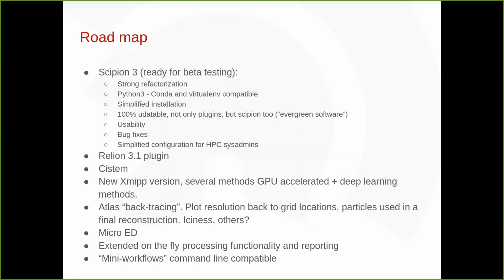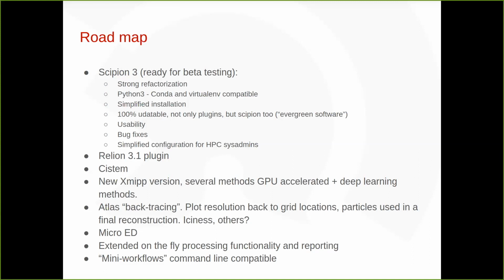From the installation of Scipion 3, you will probably just update the Scipion or the plugins. We have simplified installation, but still we need to work on that. And we have improved usability. We have added search boxes in several places. We have improved the execution of branches, copying, relaunching, or continuing whole branches of boxes. We have obviously fixed many bugs, and we have simplified the configuration of a Scipion for sysadmins.